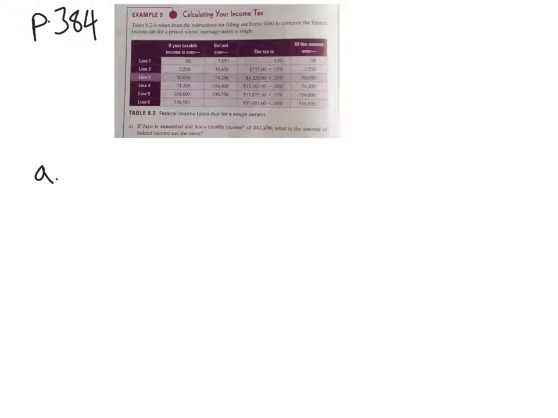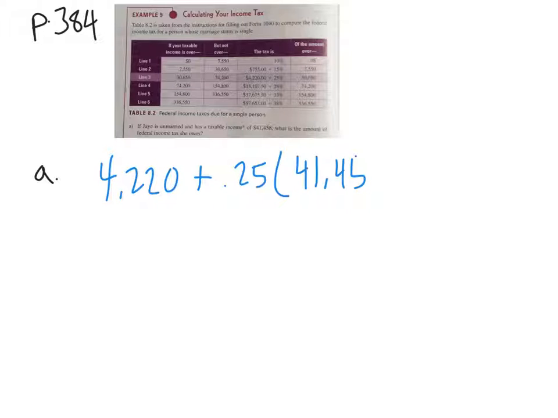So far we know that the tax is going to be 4,220 plus, now it says 25% of, and in the next one it says of the amount over, and then in our line it would be the amount over 30,650. So if it's going to be 25% of something, we can write that as 0.25 times that something. So the something is the amount over 30,650. To figure out the amount over that, we would take our income, 41,458, and subtract off 30,650.